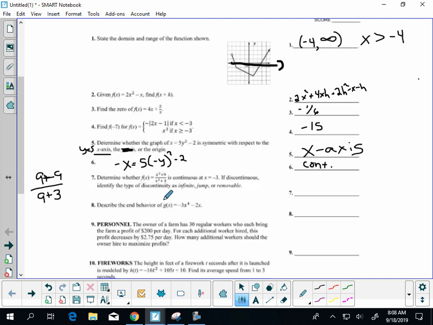So number 8. Oops, I put that in the wrong spot. Number 8, describe the end behavior. Well, it's a negative leading coefficient with an even degree, so that is down, down.